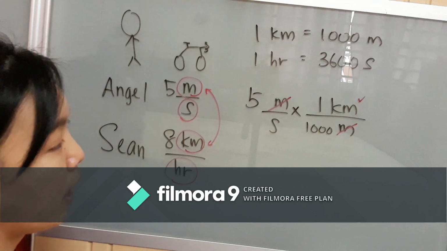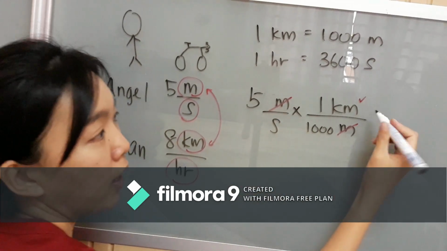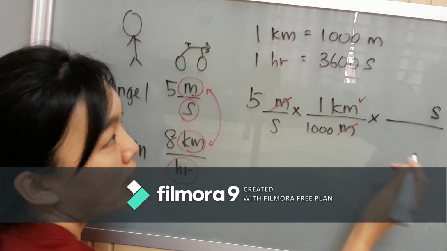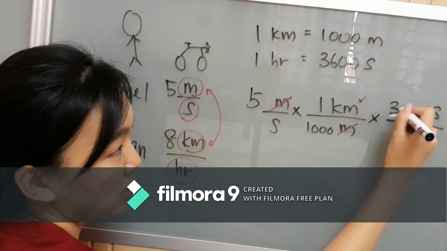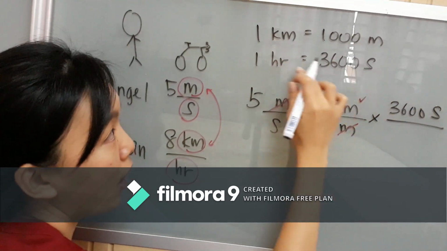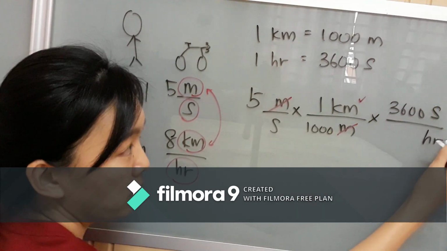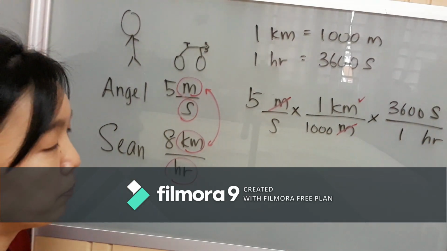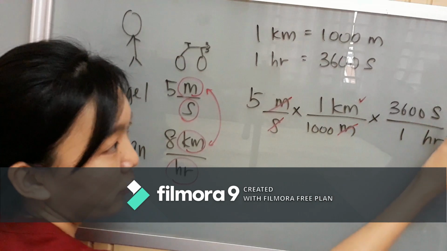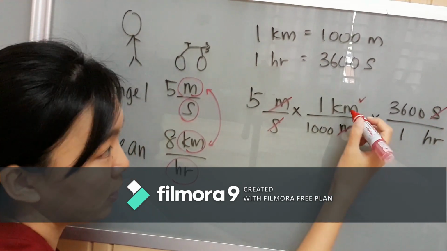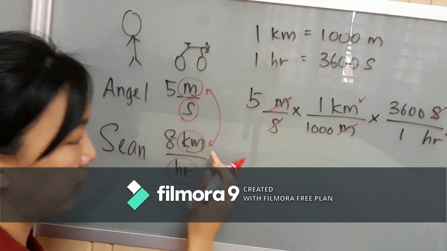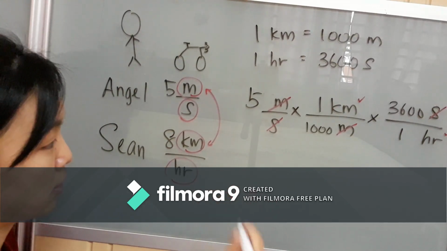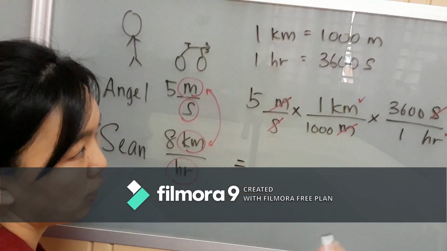Next, I have second at the bottom. I'm going to put seconds on top, 3600 seconds on top. And then hour I put at the bottom, 1 hour. Top, bottom, I can slash them off. What is left here is km and hour. Km and hour. Yes, this is the answer that we are very close to.